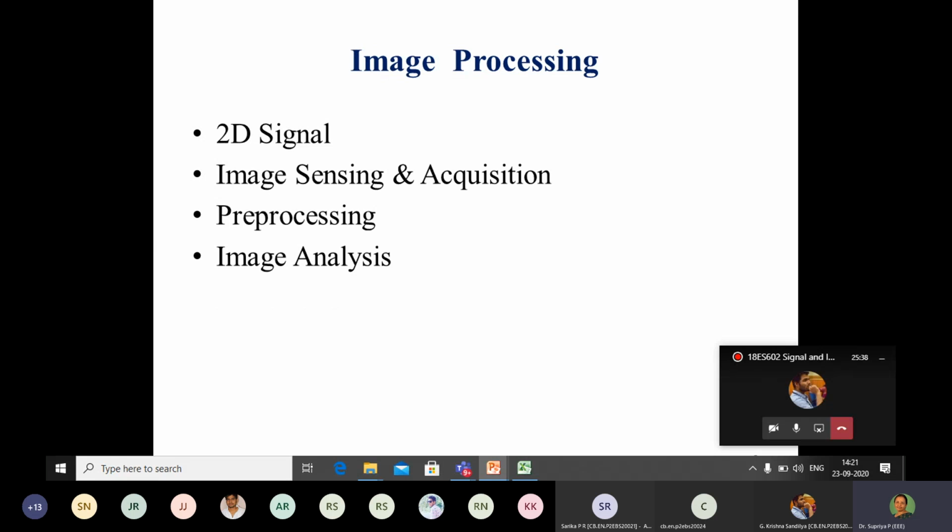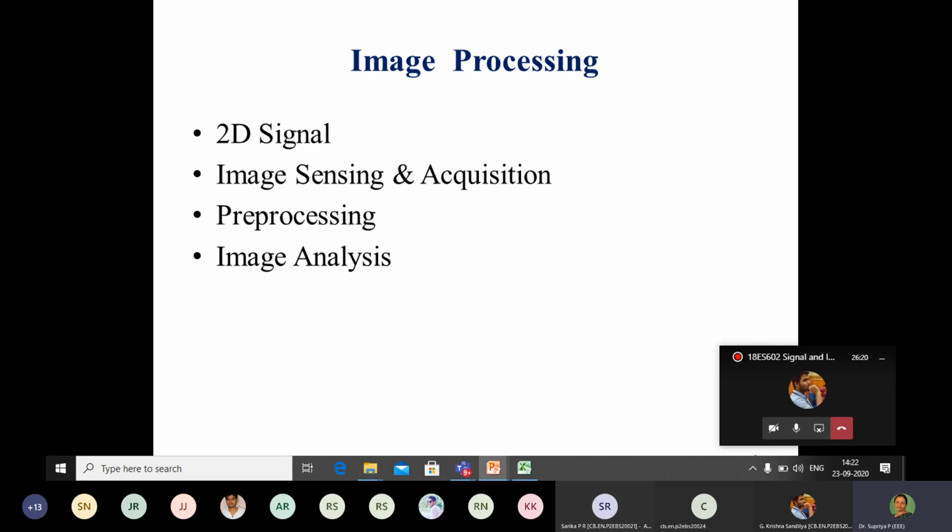The next thing that we are going to consider is the basics of image processing, where an image is basically a 2D signal, and since it is a 2D signal, we would be considering the major aspect, that is image sensing and acquisition. What is this image sensing and acquisition? Most of you have mobile cameras which can take photographs with very good resolution, and this photograph is quite sufficient to start our image processing problem.